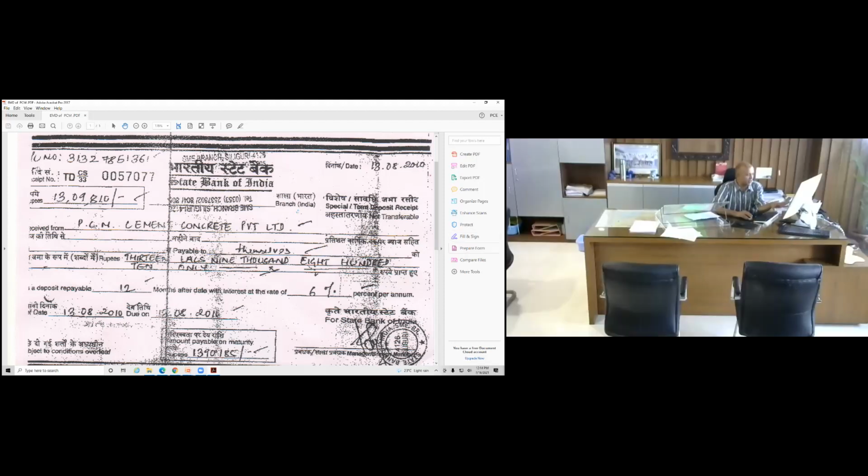If anybody has a question, unmute yourself, and then I want your reaction on whether this document is a valid EMD or not.